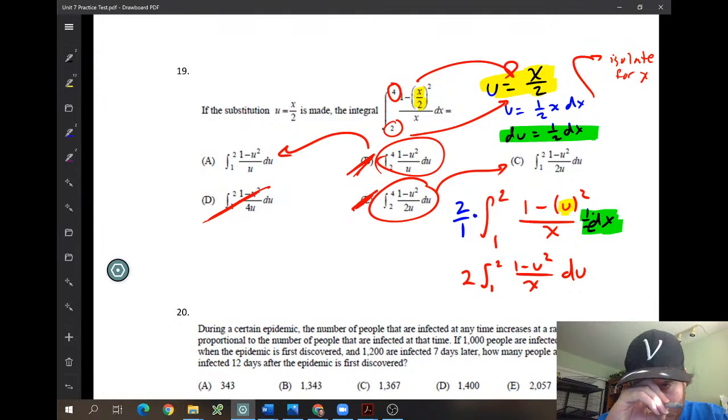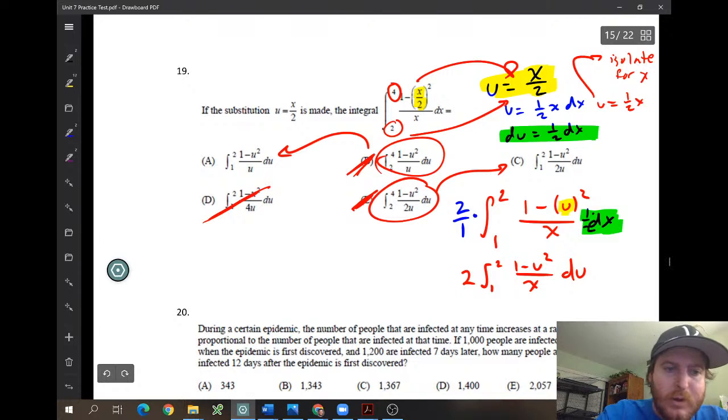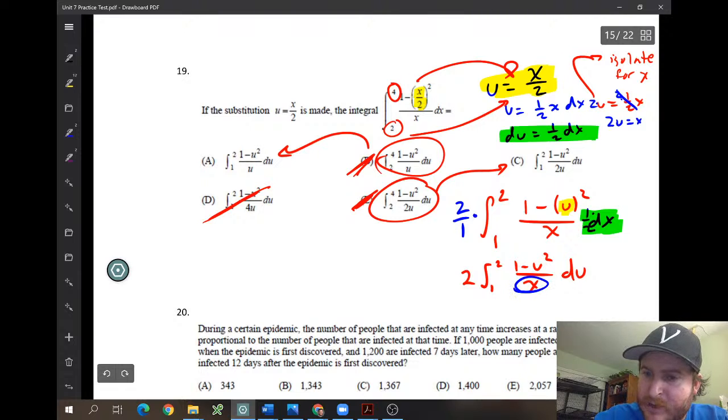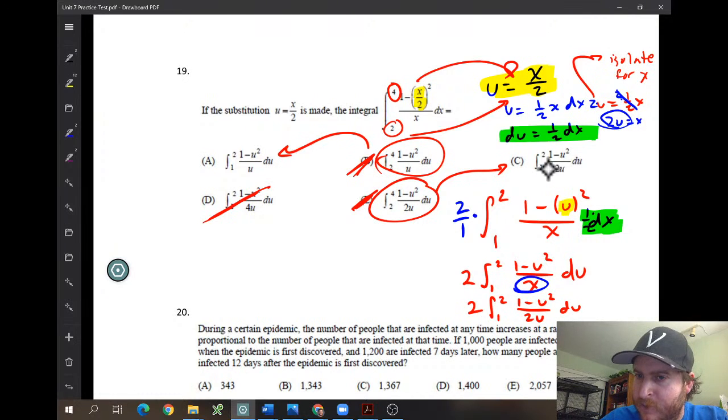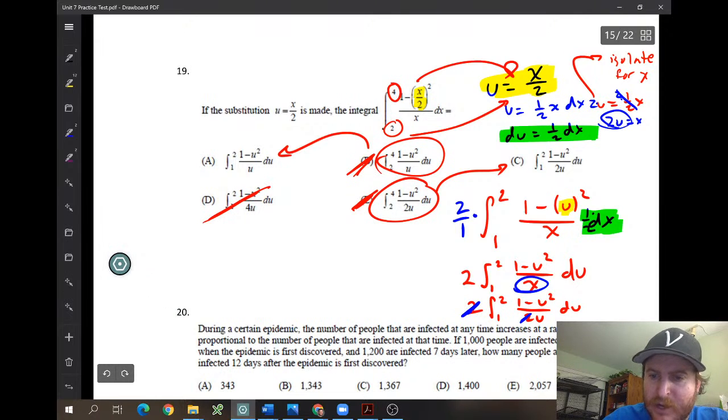Okay. So anyways, finishing this for real, and what the real answer is, let's isolate for x. So we had u is equal to 1/2 x. Let me multiply both sides times 2. And so that means 2u is equal to x. So instead of putting an x, I can put a 2u. So now I can get 2 integral from 1 to 2 of 1 minus u squared over 2u du. Now the answer is not C. Even though there's a 2u there, it's not C. And that's because that 2 in the denominator cancels out with that 2 over there. So the answer is A.